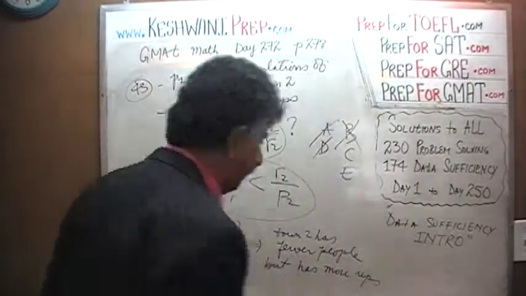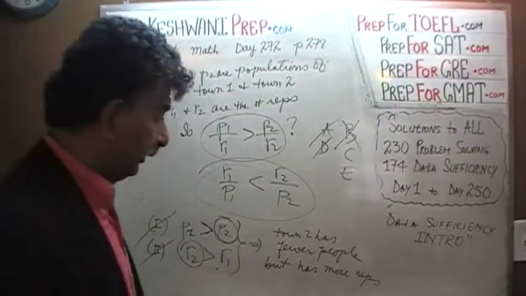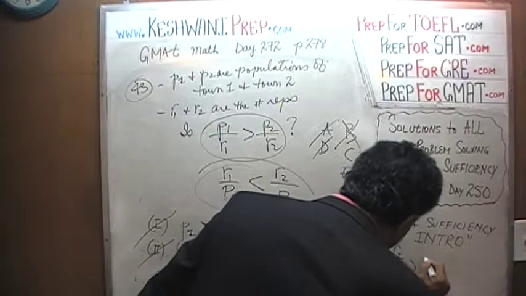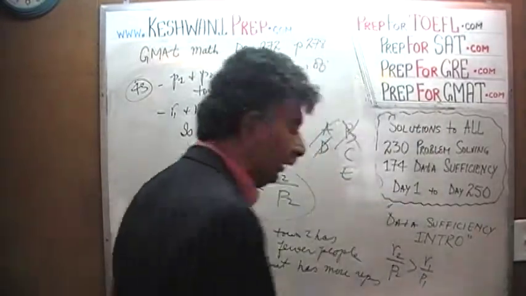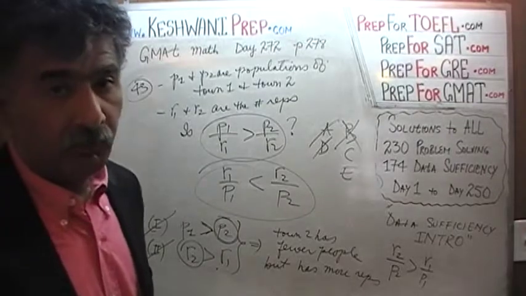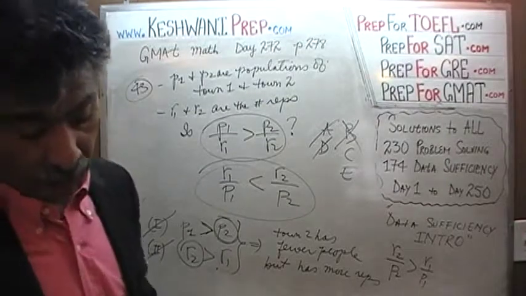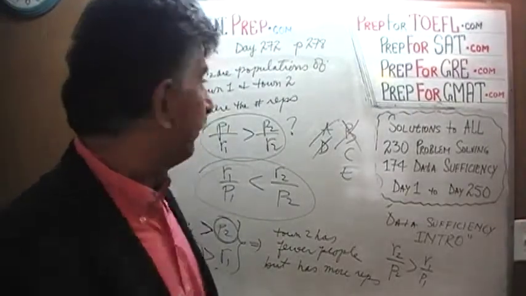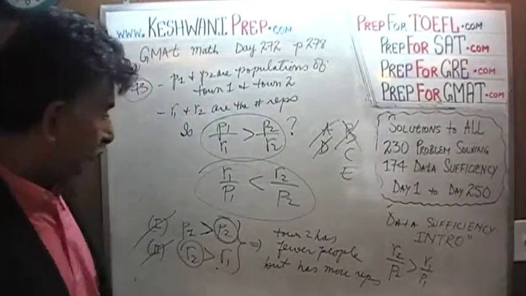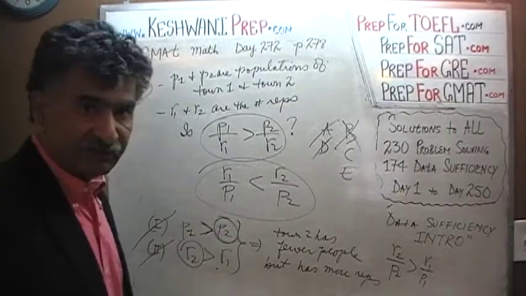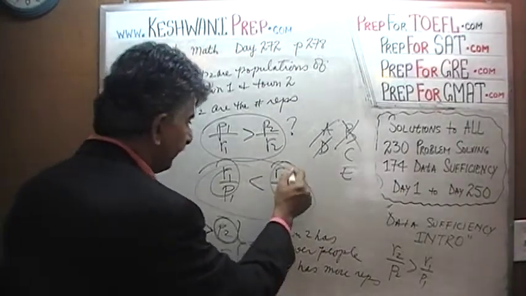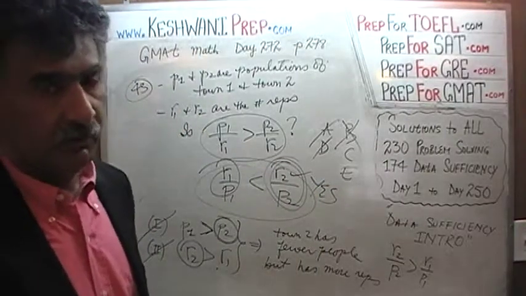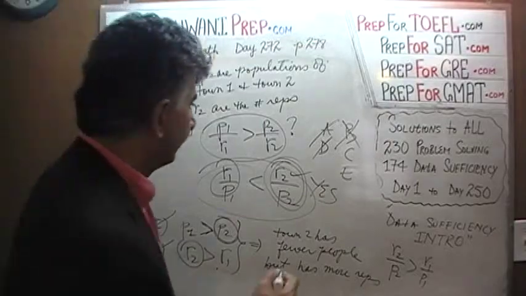Well, if it has fewer people and more representatives, then obviously the number of representatives per 1,000 is of course going to be more for town 2 than it is for town 1, because it has more representatives but fewer people. So putting them together, it does get us somewhere. We are able to say either yes or no. The question was, is this ratio less than that one? The answer is yes, because town 2 does have more representatives for a smaller population. The answer is C.